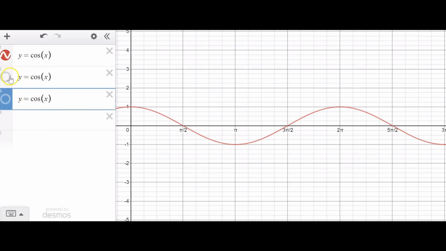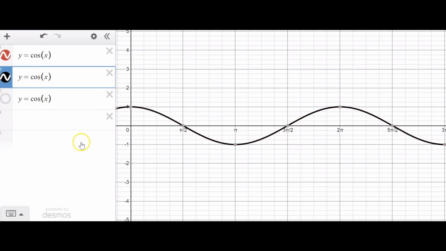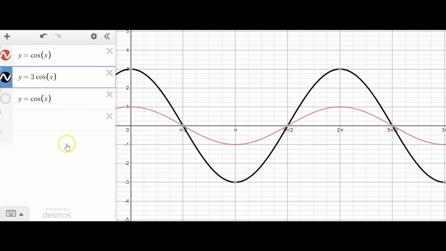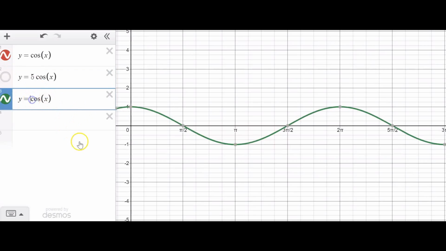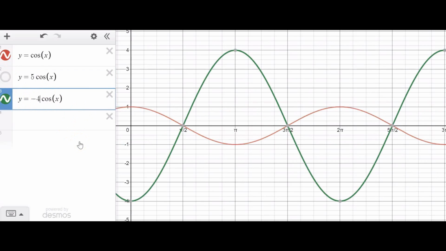All right. Now, if I were to do 3 times cosine, you can see that it would go from 1 up to 3. Instead of starting at 1, it would start at 3. Then it would go down to -3 again, then back up to 0, and then back up to 3 again. So it starts at 3, down to -3, and up to 3 again. If it was a 5, it would start up at 5, go down to -5, and then back up to 5. In the very same way, if you did a negative, what if we did -4 cosine?